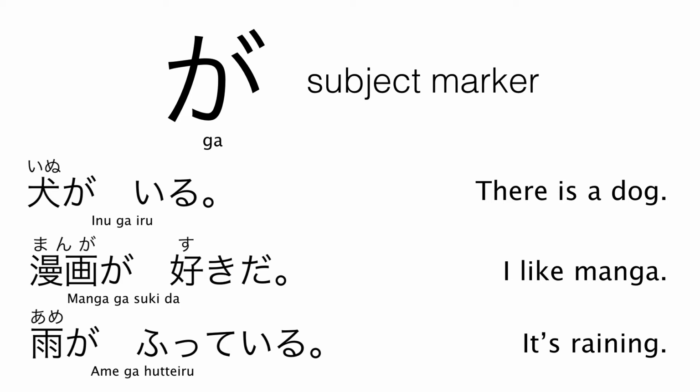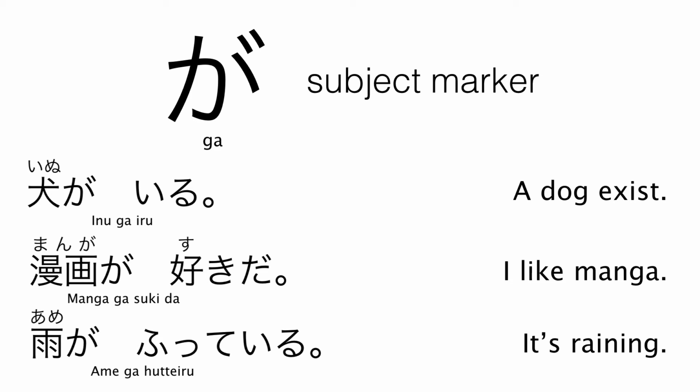So the more literal translation for the first sentence would be something like this. As the verb iru literally means a living creature exists, the sentence literally means a dog exists. And a dog is the subject of the verb to exist. A dog exists might sound completely strange, but that's how we say it in Japanese.